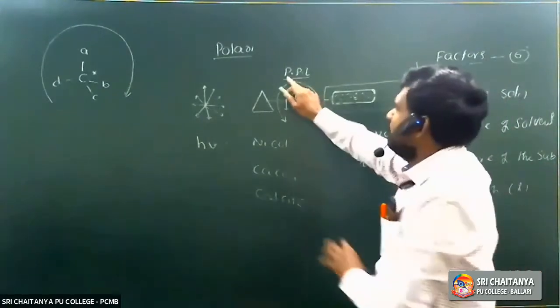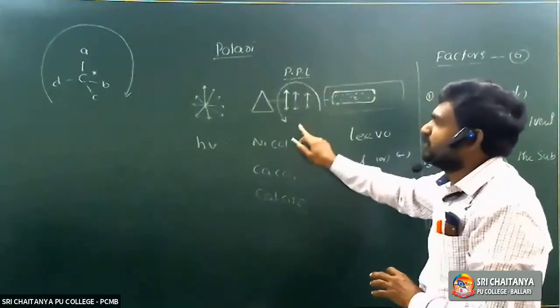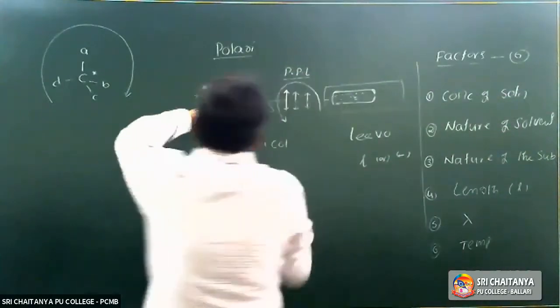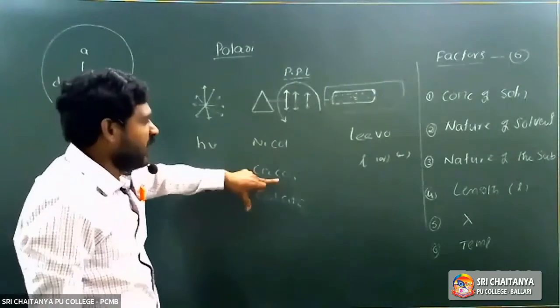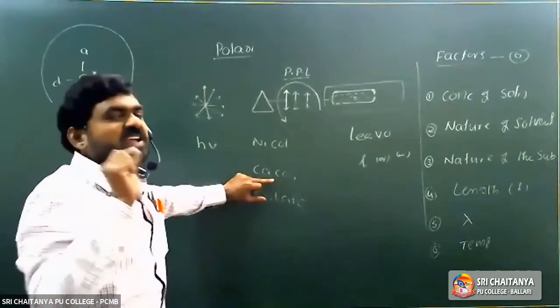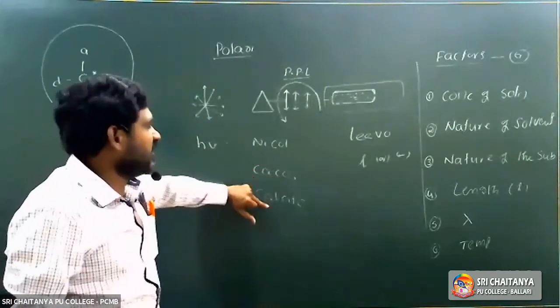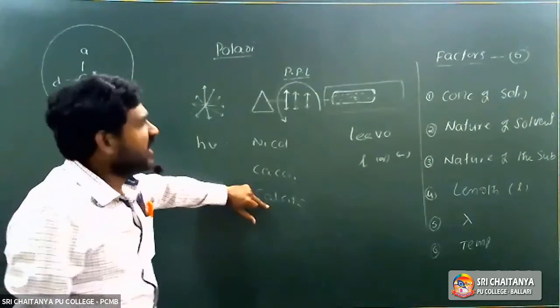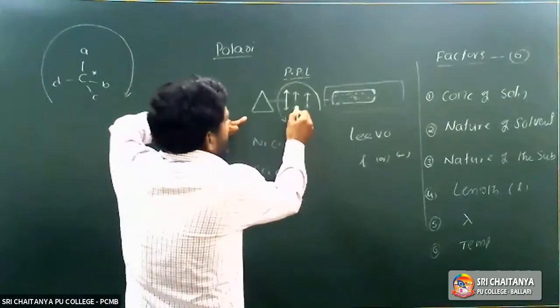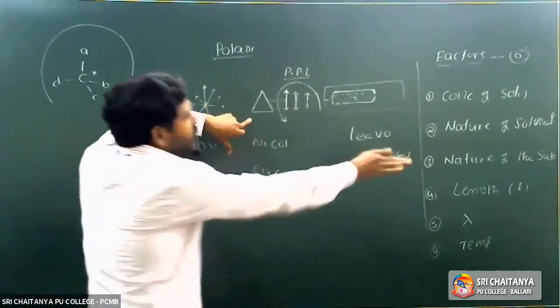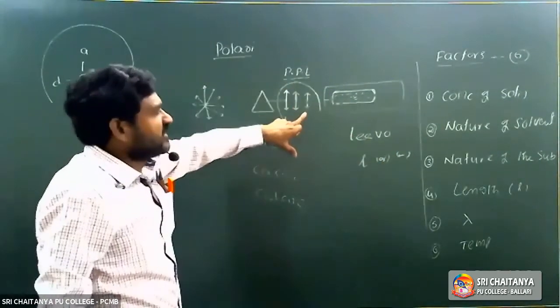So how is plane polarized light produced? Ordinary light is passed through a Nicol prism. The Nicol prism is made up of special crystalline calcium carbonate, also called calcite. The light is propagated in only one direction, perpendicular to the path of light. So it is plane polarized light.